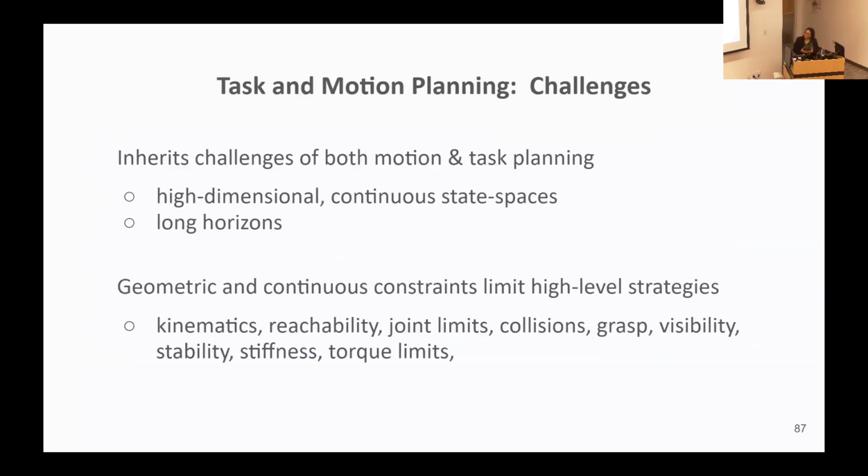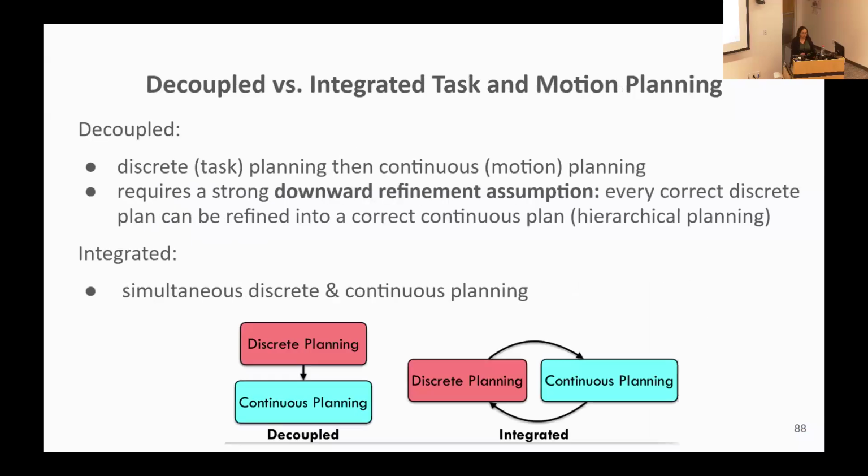So if you combine task and motion planning, you basically inherit the challenges of both problems. On the task planning side, you have very high dimensional spaces and long horizons. You have the need to capture very complex situations. And then on the geometric side, you have to take into account the specific capabilities of the robot: reachability constraints, joint limits, collisions, etc. It becomes very complicated very quickly.